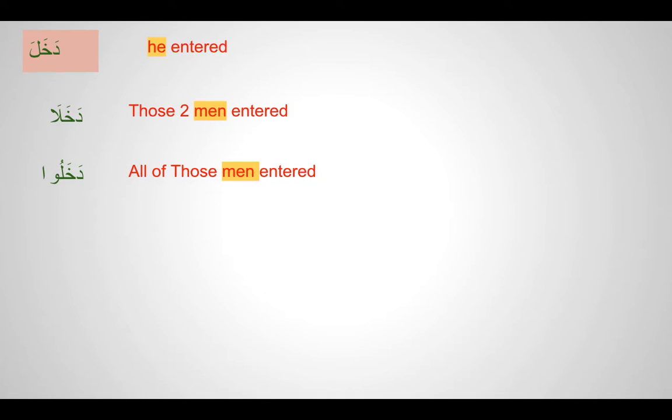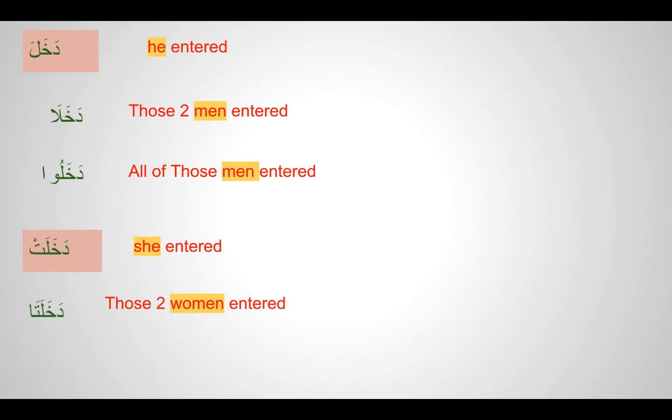I understand some people are having difficulty understanding the verbs. The more you write and practice them, inshallah it will be easy. Today's verb is dakhala. Dakhala means he entered. Those two men entered is dakhala. All of those men entered is dakhalu. She entered, dakhalat. Those two women entered, dakhalata. All of those women entered is dakhalna.